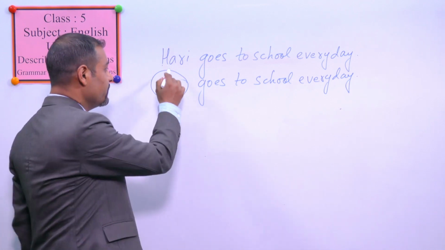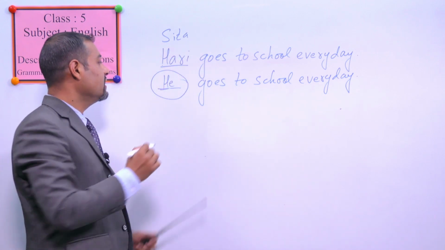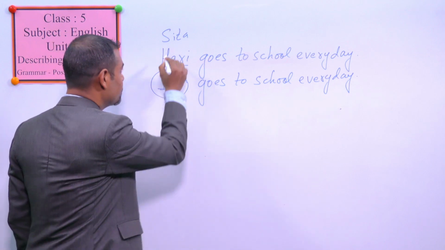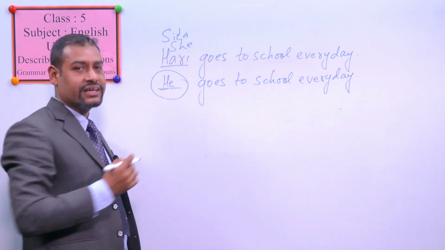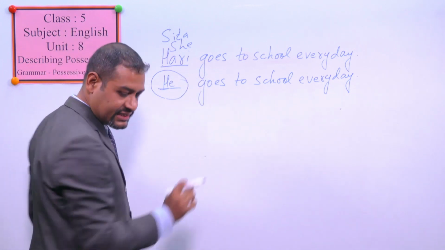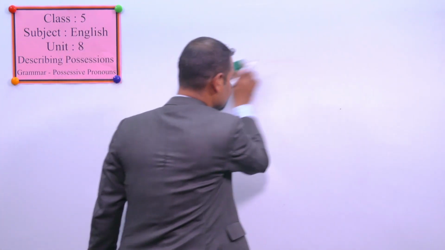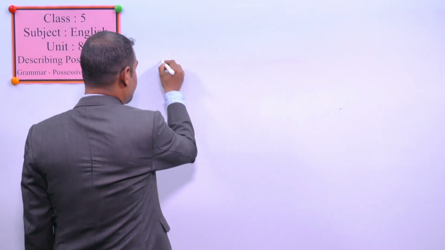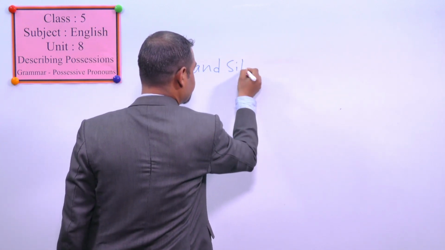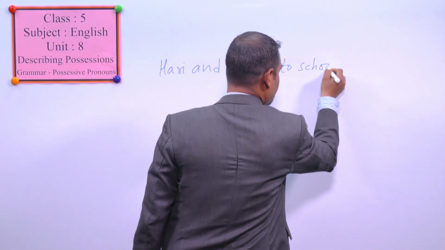So likewise, if there is the name of a girl, for example, Sita, S-I-T-A, then what do you write here? Yes, you have to write she for a girl's name if there is only one girl. If I write Hari and Sita, for example, let me write it down. Hari and Sita go to school every day.